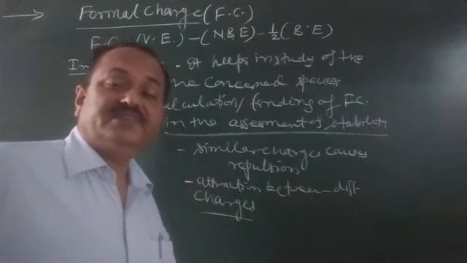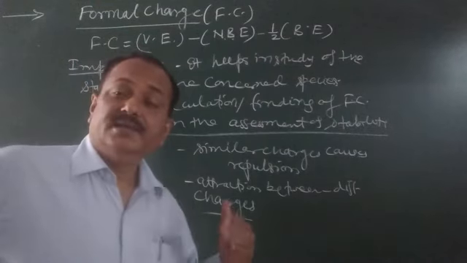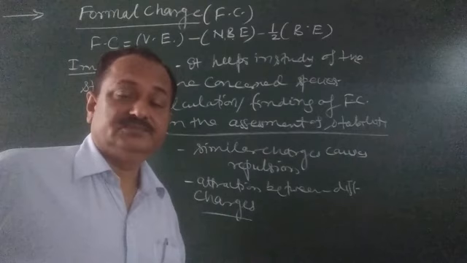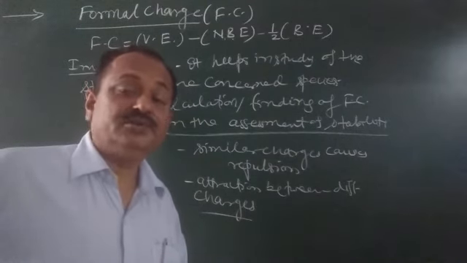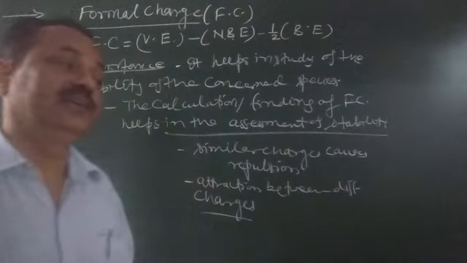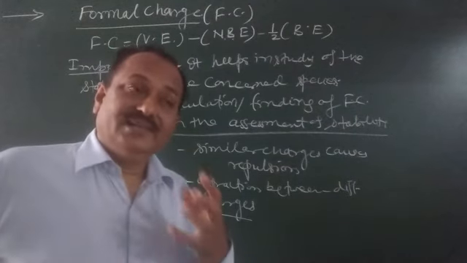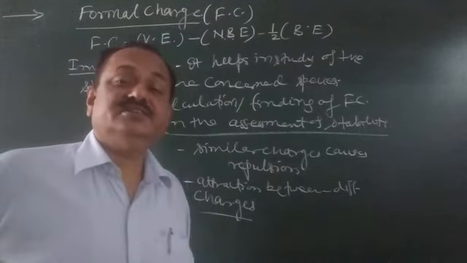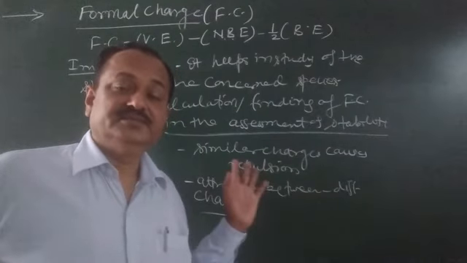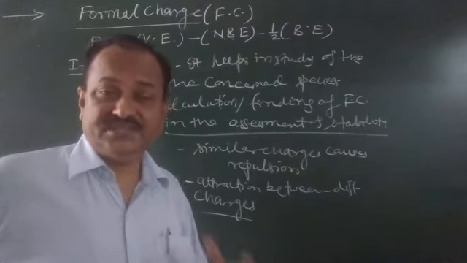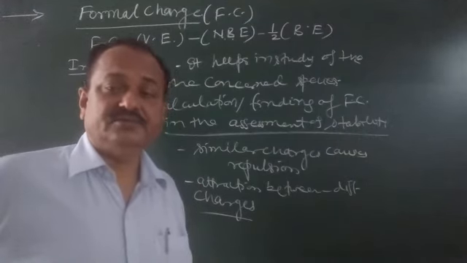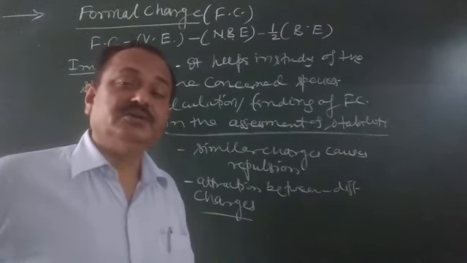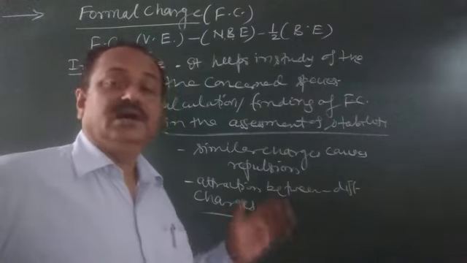So, using repulsion and attraction. Actually, you know about the octet rule. The octet rule tells about the stability, but the octet rule has not said anything about the structure of molecules. As a result, this was used. So, this complements the octet rule. FC, formal charge, complements the octet rule. Now, we'll see how to find it out.